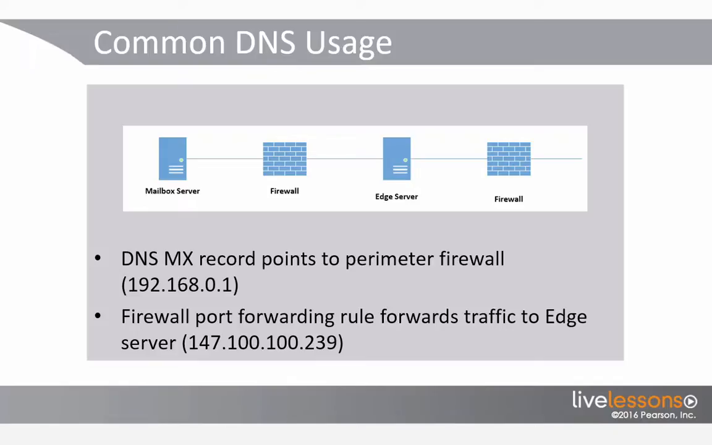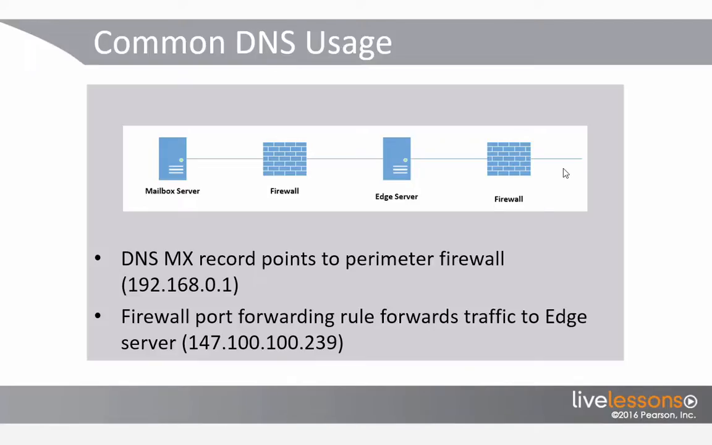So, how does this all work? Well, I'll be perfectly frank with you and tell you that there are several different ways that DNS can be configured. Sometimes DNS is mapped directly to a mail server. In other cases, it might be mapped to an edge server. In still other cases, it could be mapped to your corporate firewall. So what I've got on this slide is a very common example of how DNS can be configured.